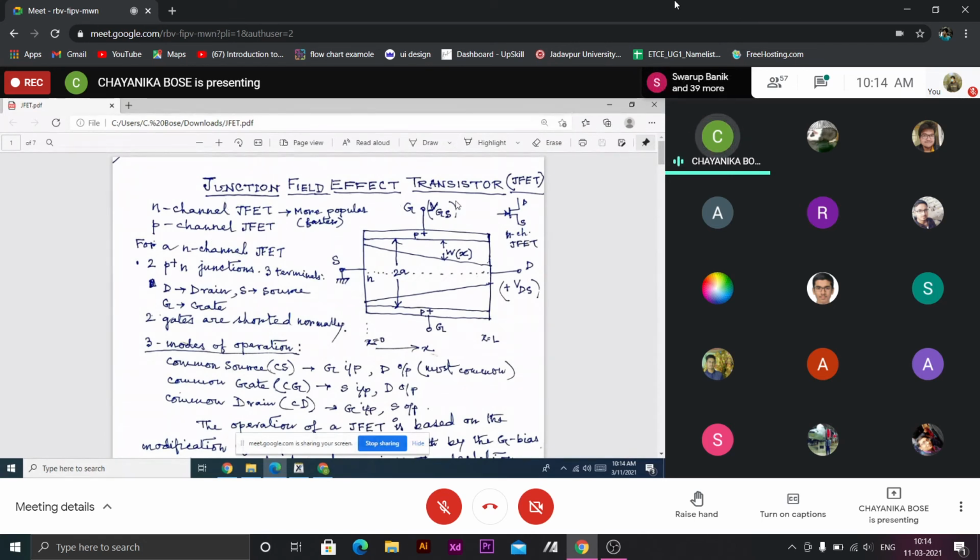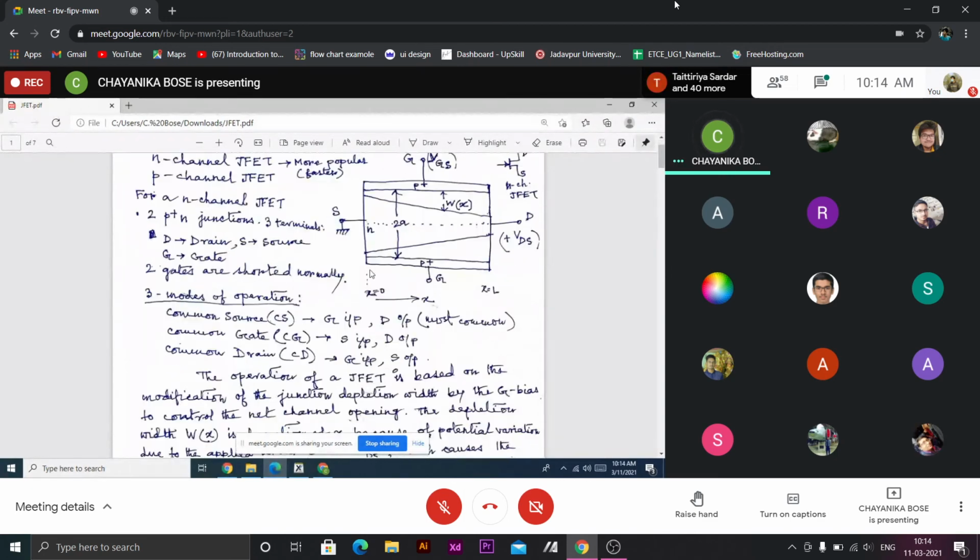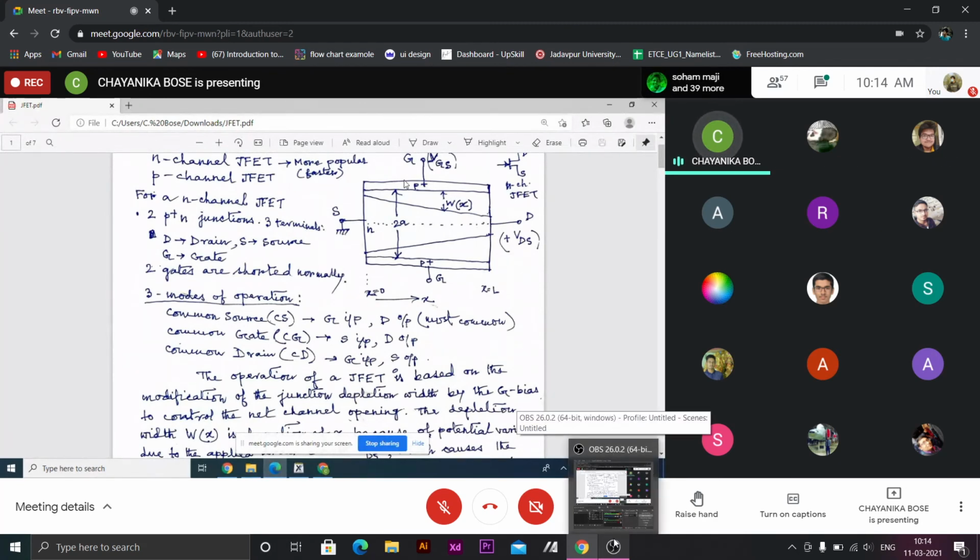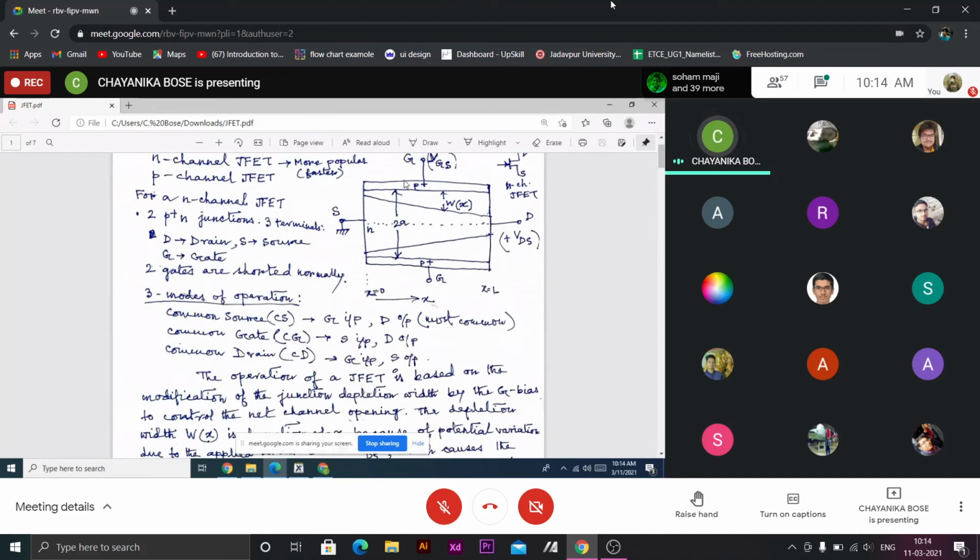So the junction field effect transistor may be N channel, it may be P channel, and in general it is N type, because such a device is a majority carrier device. Only majority carriers are responsible for the current flowing through the device, and the current flowing mechanism is drift.